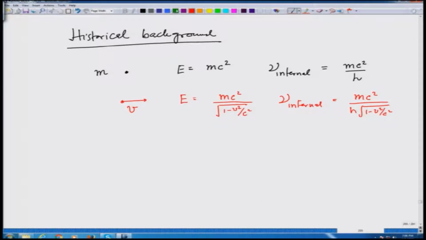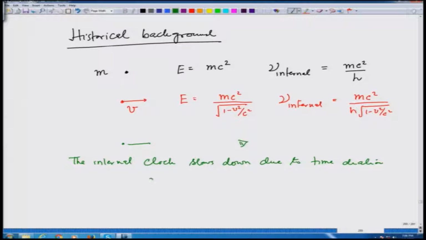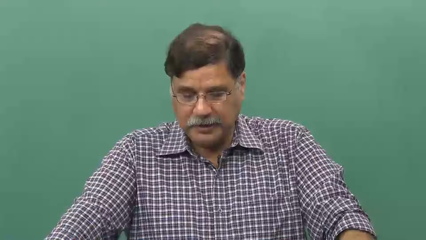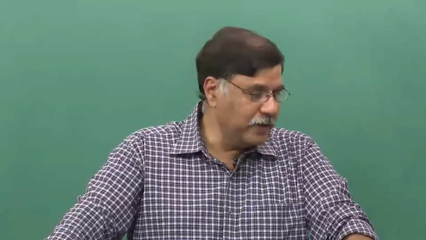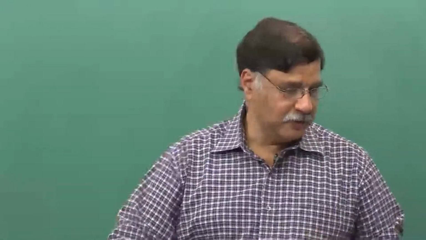On the other hand, when this is moving and a person is watching it from outside, the internal clock that had this frequency nu internal slows down due to time dilation, and there is a different frequency nu which is observed from outside, which is going to be equal to nu equals mc square square root of 1 minus v square over c square over h. This frequency has gone down because of the time dilation, the outside person sees this clock running slow. So, for the same particle which is moving with speed v, we have two different frequencies. How do I reconcile the two? That was the dilemma that this person was facing.